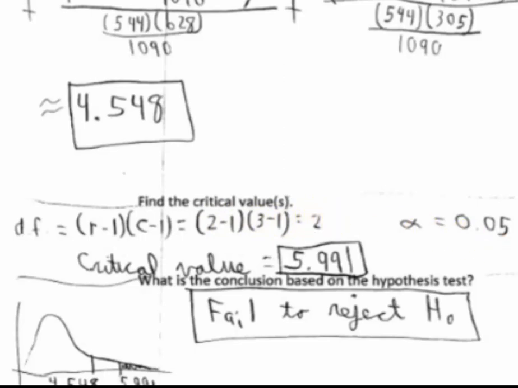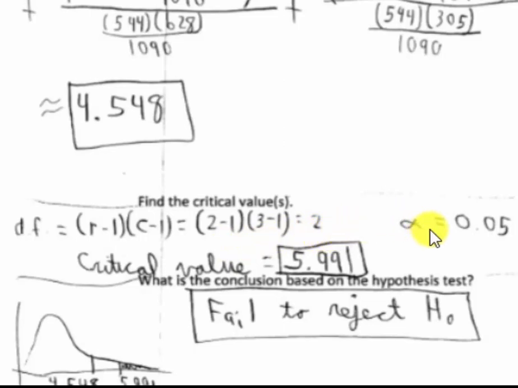To find the critical values, we need our degrees of freedom. This degrees of freedom is a little bit different from what we're used to. It is R minus 1 times C minus 1. R is our number of rows, C is our number of columns. So we have 2 rows here and 3 columns. That will give me 2 minus 1 times 3 minus 1, which would be equal to 2.